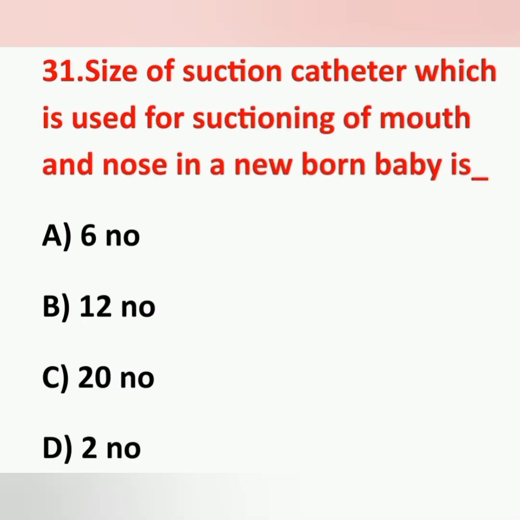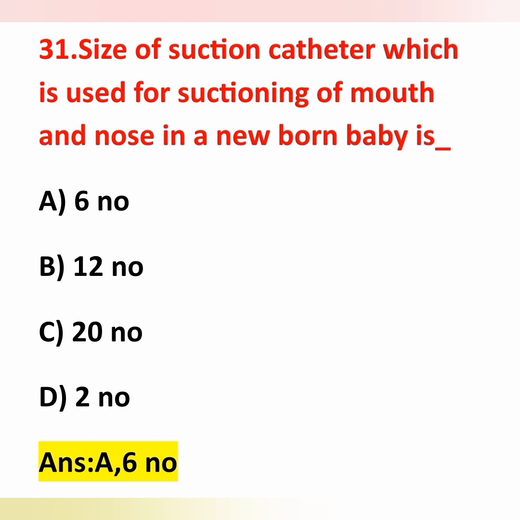And the next question, the size of suction catheter which is used for suctioning of mouth and nose in a newborn baby is. Options are option A 6 in number, option B 12 in number, option C 20 in number, and option D 2 in number. The suction catheter used for suctioning of mouth and nose in a newborn baby is number 6. Option A is the correct answer. It is green in color. Size 6 is used. That is the suction catheter size.